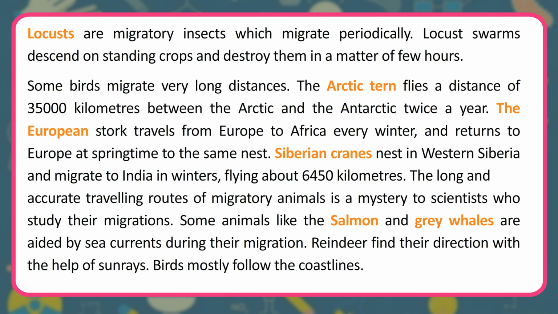The long and accurate traveling routes of migratory animals is a mystery to scientists who study their migrations. Some animals like the salmon and gray whales are aided by sea currents during their migration. Reindeer find their direction with the help of sun rays. Birds mostly follow the coastline.